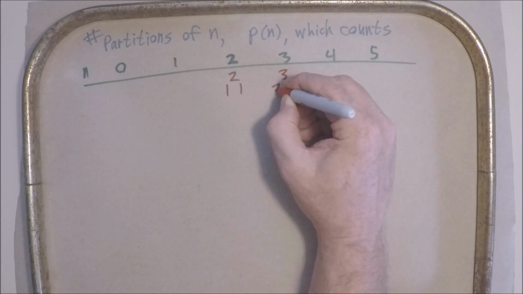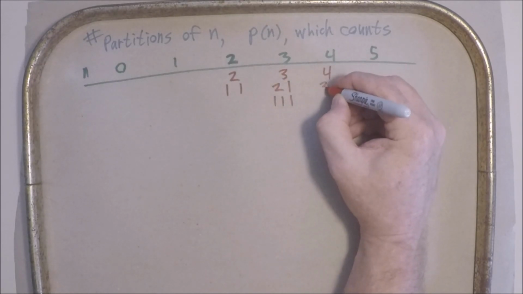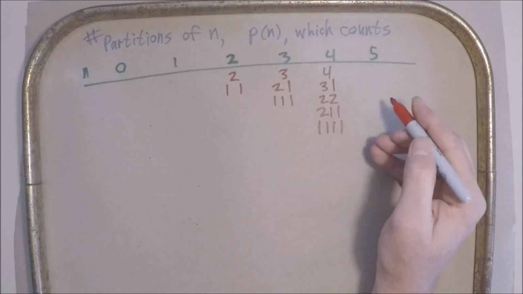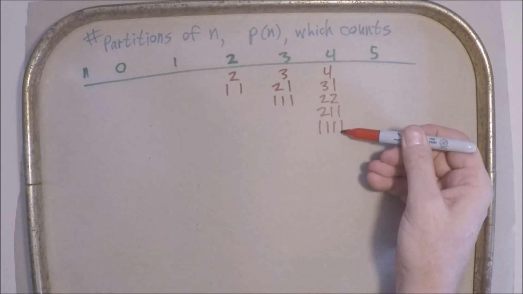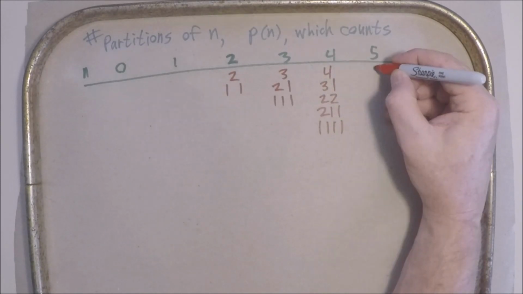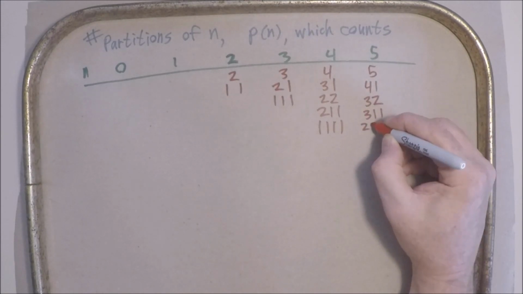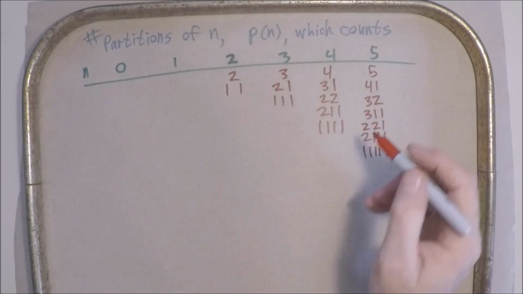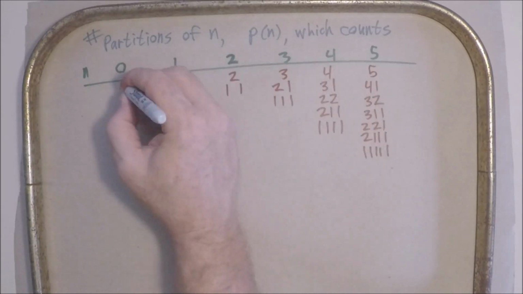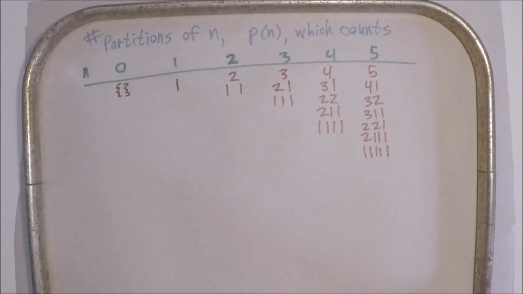So for 3 we have 3, 2 plus 1, and 1 plus 1 plus 1. And for 4 we have 4, 3 plus 1, 2 plus 2, 2 plus 1 plus 1, and 1 plus 1 plus 1 plus 1. All of these sum to 4. There are no other unique possibilities. And for 5 we have 5, 4 plus 1, 3 plus 2, 3 plus 1 plus 1, 2 plus 2 plus 1, 2 plus 1 plus 1 plus 1, and 1 plus 1 plus 1 plus 1 plus 1. And for 1, it's just 1. And for n equals 0, it's actually 1, and that corresponds to the empty set.